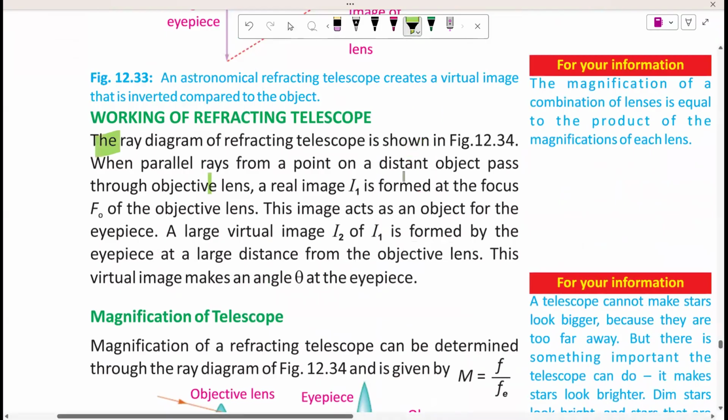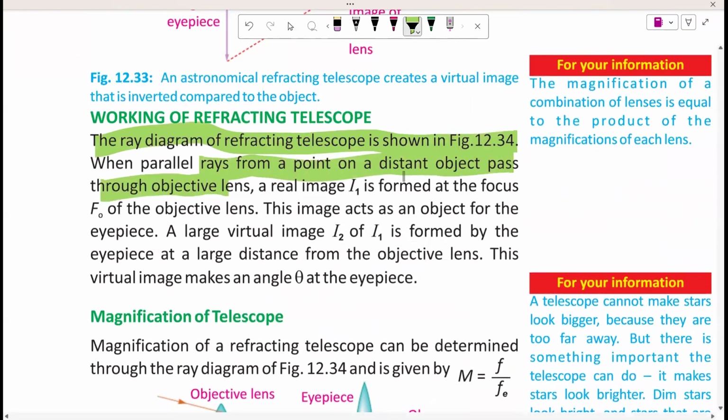Here the ray diagram of the refracting telescope is shown in the figure. When parallel rays from a point on a distant object pass through the objective lens, a real image is formed. We know when the object is placed outside the focal length and a real image is formed, the real image is always inverted and on the other side of the lens.